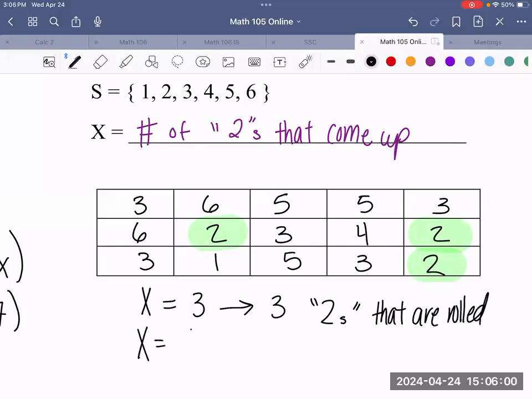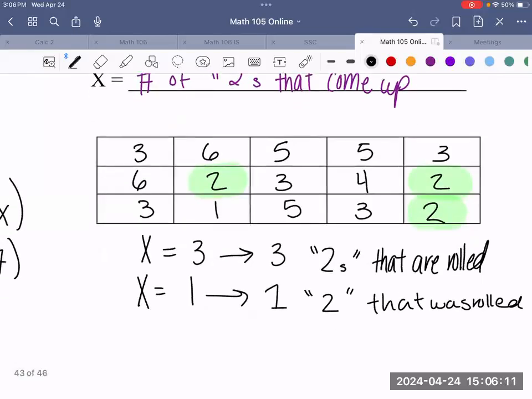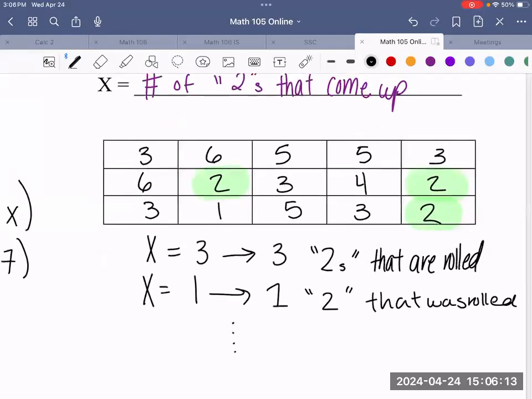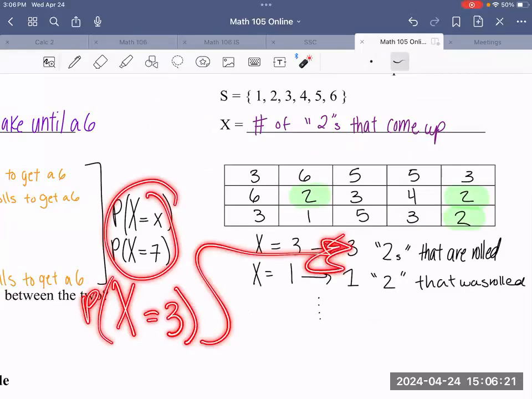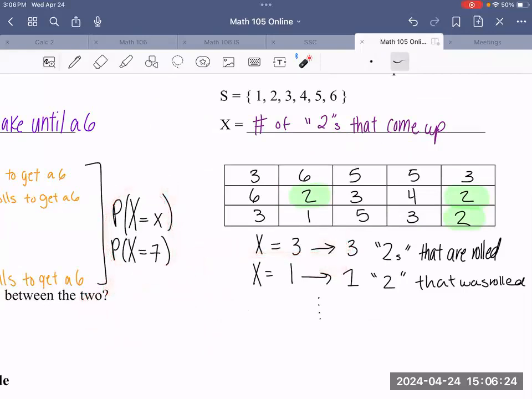Whatever you have, maybe you did 1. So this is 1 two that was rolled in your 15 attempts. And you can keep going. Again, it's going to show something like this, where the probability of X is equal to 3 means that 3 2s have popped up and occurred.